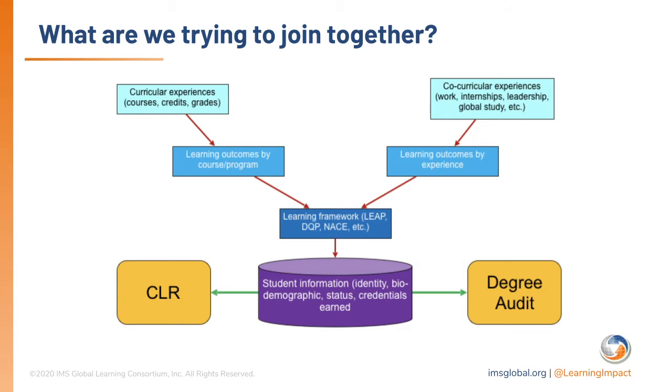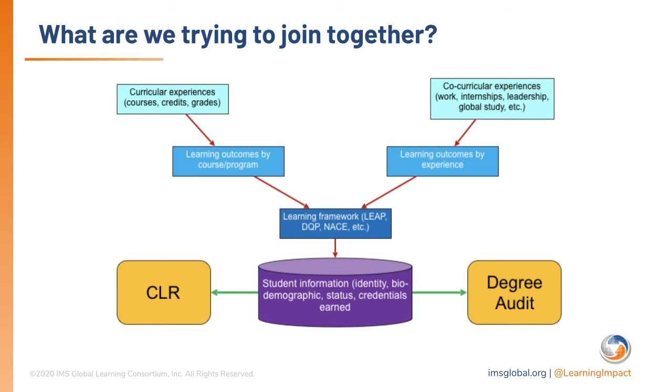Then we need to join those things together in some type of learning framework. And the framework is essentially a summary so that you don't have to read 140 learning outcomes in a document. You can really get a sense of what the institution meant when they said learning. What are the areas of learning that are very important to that institution? And so I've listed here a few of the common ones that are used. AAC&U's VALUE rubrics are known as LEAP. There's the Degree Qualifications Profile, there's the NACE framework between business, industry, and higher ed, et cetera.